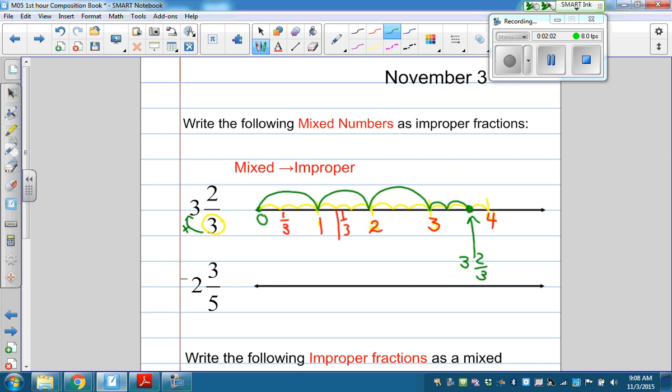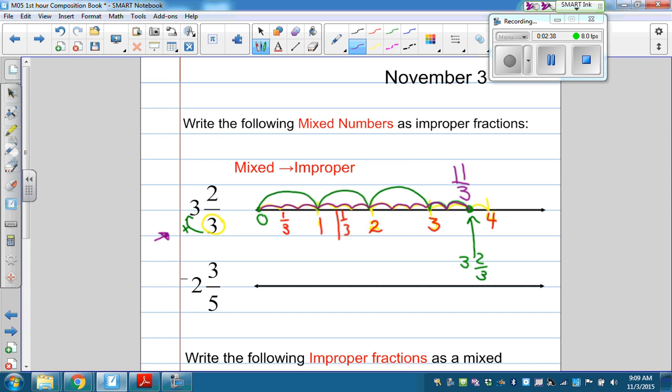How many thirds is it all together? 11. Oh, I get it. Right? It's 11 thirds because there's 3 thirds here. So if I trace over the thirds, there's 1, 2, 3, 4, 5, 6, 7, 8, 9, 10, 11 thirds. So the mixed number 3 and 2/3 is the same as 11 thirds. So this little rule you learned in elementary school, there's a reason it works.